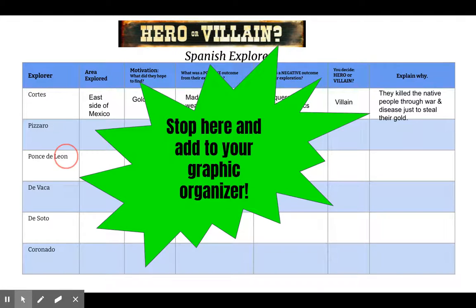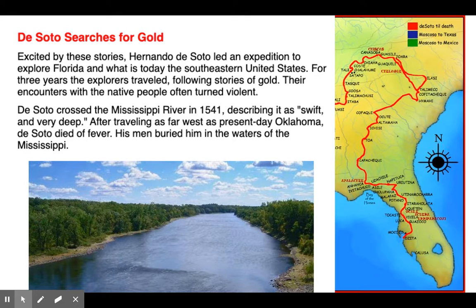De Soto searches for gold. Excited by these stories, Hernando de Soto led an expedition to explore Florida and what is today the southeastern United States. For 3 years, the explorers traveled following stories of gold. Their encounters with the native people often turned violent. De Soto crossed the Mississippi River in 1541, describing it as swift and very deep. After traveling as far west as present-day Oklahoma, De Soto died of fever. His men buried him in the waters of the Mississippi, meaning they basically dumped his body in the water and left him to float downstream.